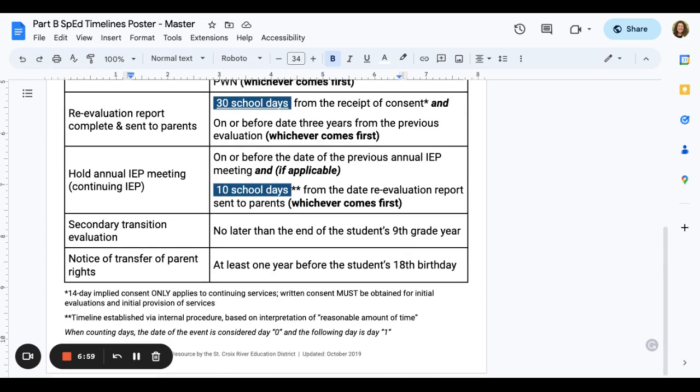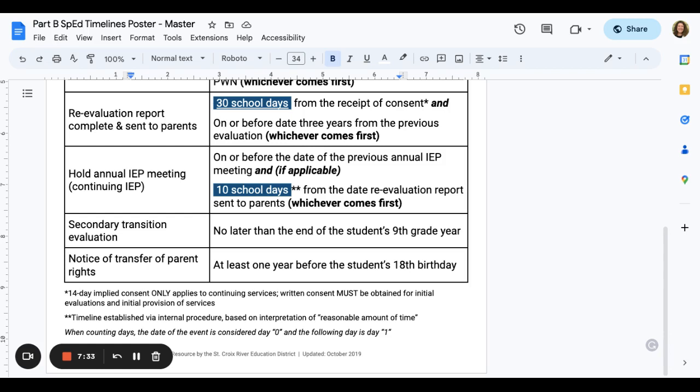On the bottom of this document, there are just a couple of notes, some good reminders and good things to make sure that you are aware of. The 14-day implied consent, or passive consent as it's frequently referred to, only applies to continuing services. So it only applies to students for reevaluations and annual IEPs. We must have written consent on a prior written notice eval plan or on a prior written notice for any initial evaluations or initial provisions of IEP services.